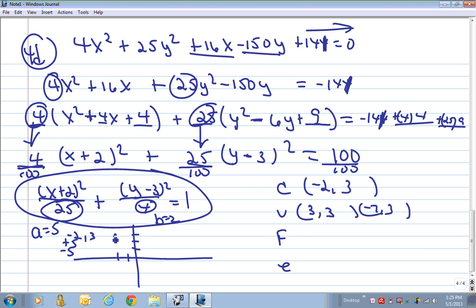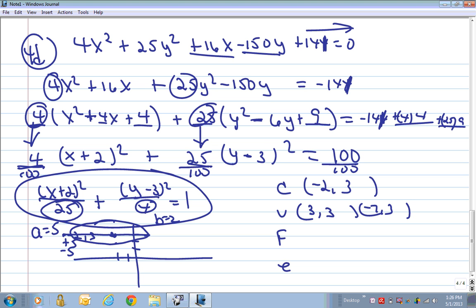So over here would be positive 2, 3, negative 7, 3. This is my horizontal major axis. Then we would go up 2 and down 2, so up here, and eventually your ellipse is going to look something like that. So we have a horizontal ellipse.